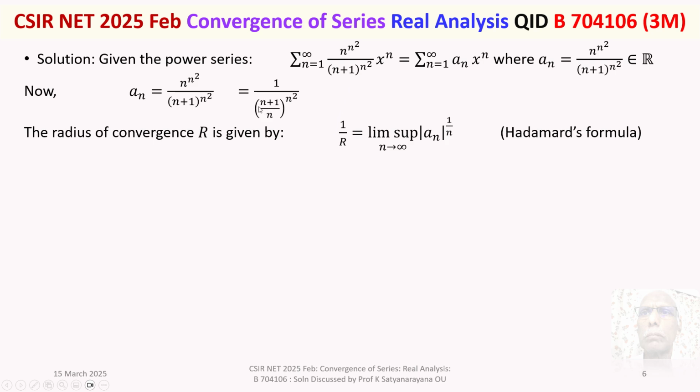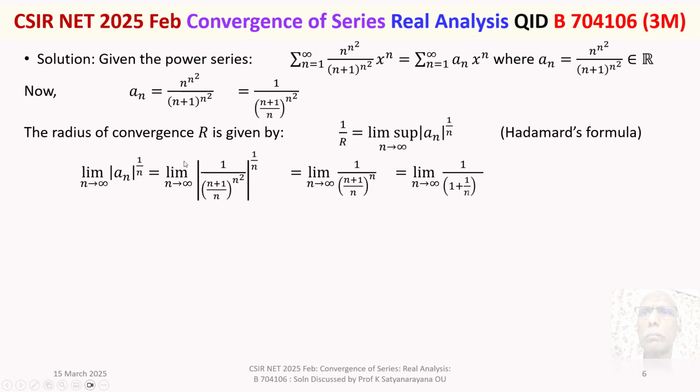When the coefficient of x to the power of n is appearing in the powers of n, then this formula is suitable. Now, instead of limit superior, we calculate limit n tends to infinity of mod a n to the power of 1 by n. That is limit n tends to infinity of mod of (1 by (n plus 1 by n)) whole to the power of n squared, to the power of 1 by n. Then limit n tends to infinity of 1 by (n plus 1 by n) to the power of n. We have taken out the modulus because these are all positive real numbers.